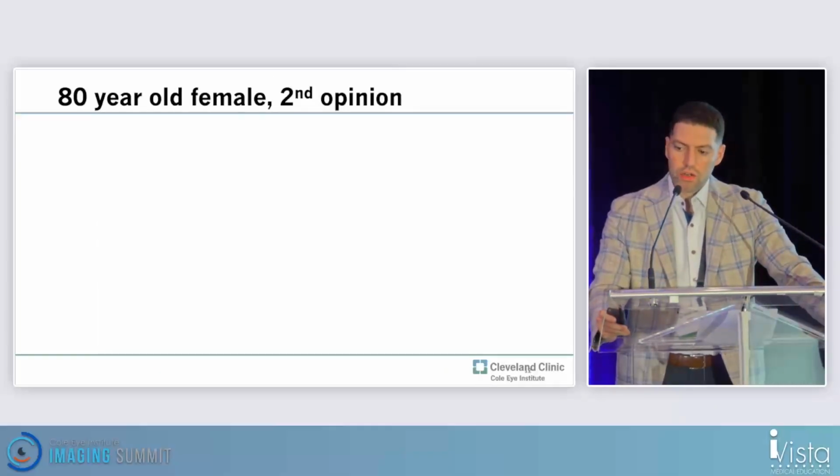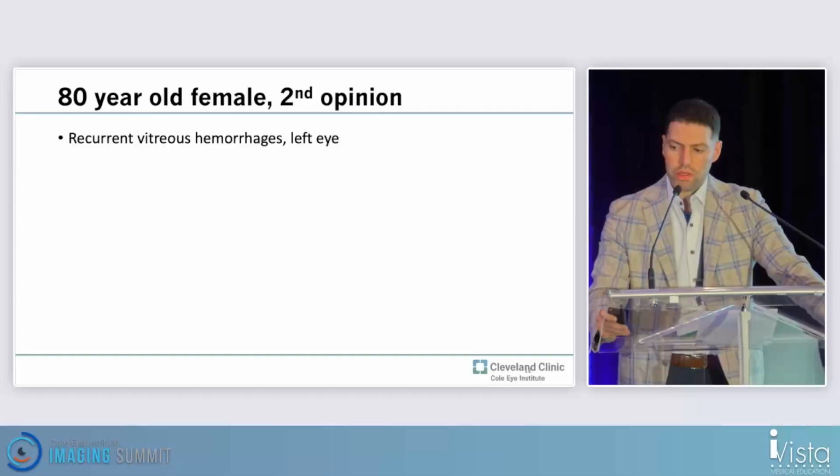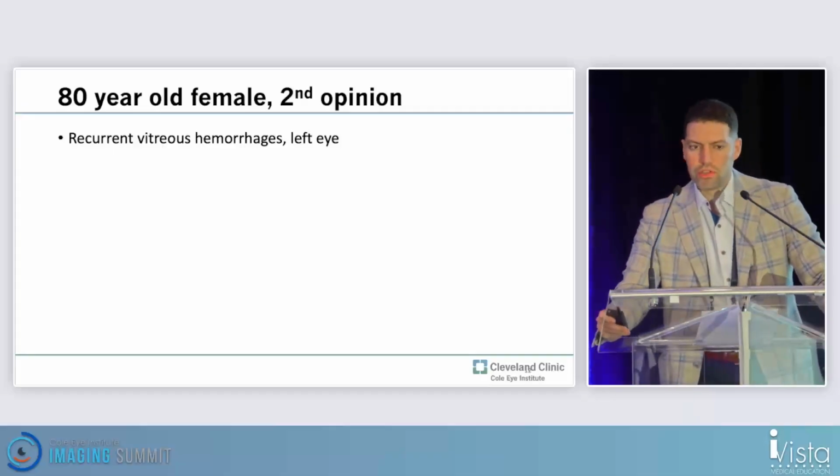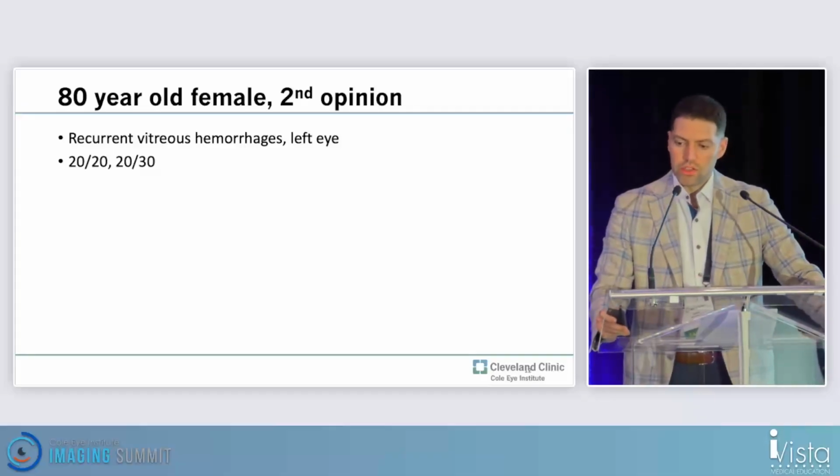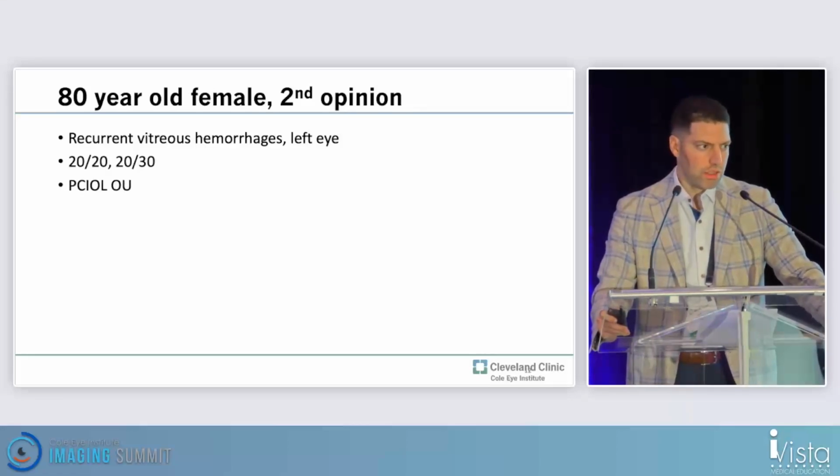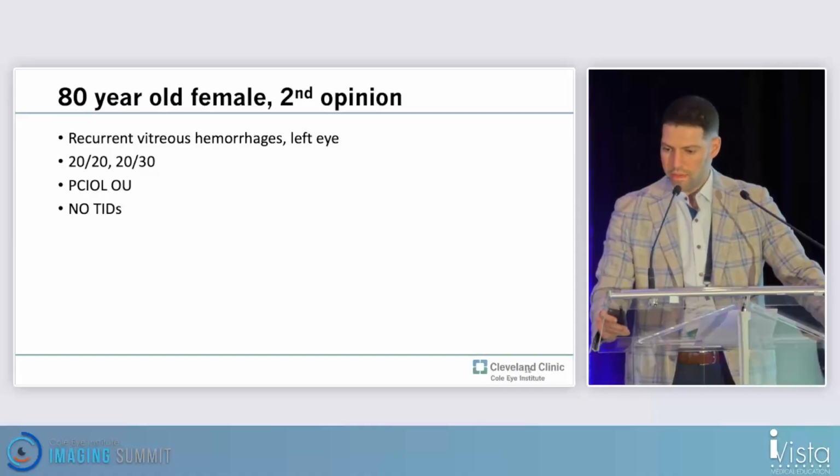So this was an 80-year-old female who presented for a second opinion for recurrent vitreous hemorrhages in the left eye. She was 20/30 in the left eye. She is pseudophakic in both eyes. And again, she's 80 years old. There's no TIDs on exam.